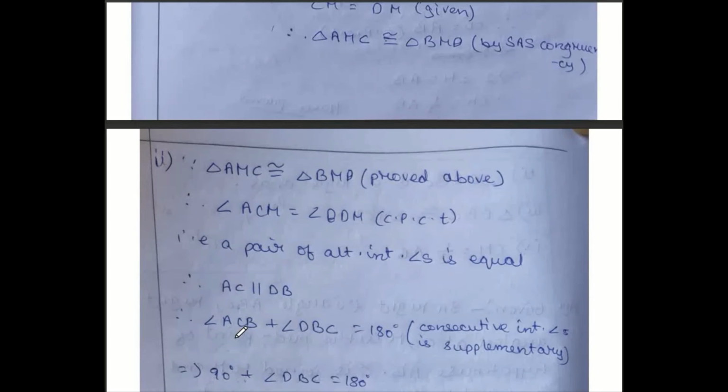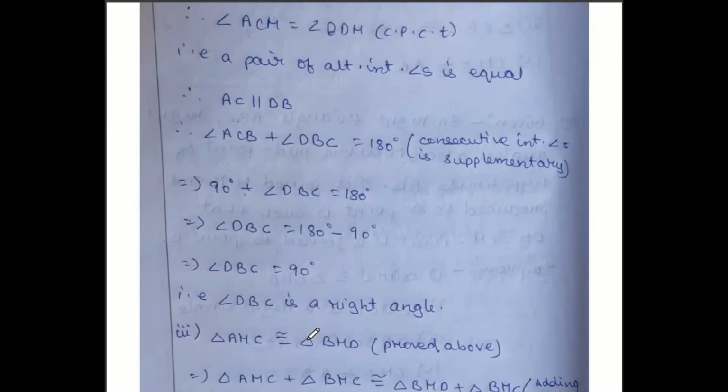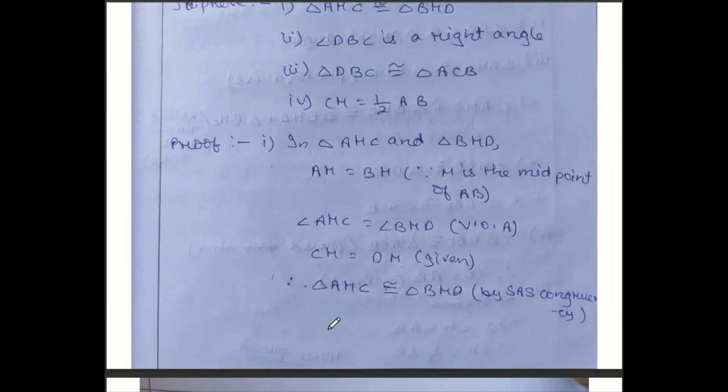ACB is a right triangle, already it is given 90 degrees in the question itself. So 90 plus angle DBC is equal to 180 degrees. Now DBC is coming out 90. That means angle DBC is a right angle. Now third, let us check the third question.